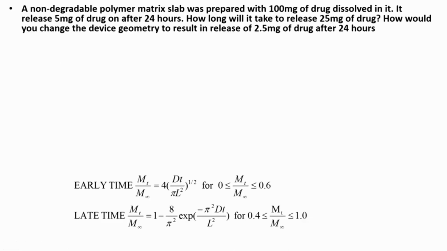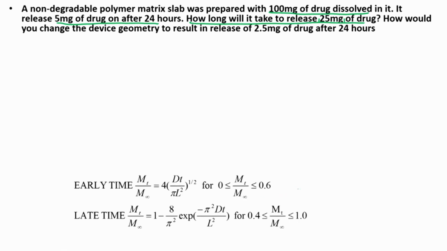Okay. So, here is the last example. In this case we have been given that a non degradable polymer matrix slab was prepared with about 100 milligram of drug dissolved in it. And we are saying that it would release about 5 milligram of drug after 24 hours. So, the question is then how long will it take for the drug to be released, the total amount of 25 milligram. So, that is the first part of the question. So, let us tackle that.